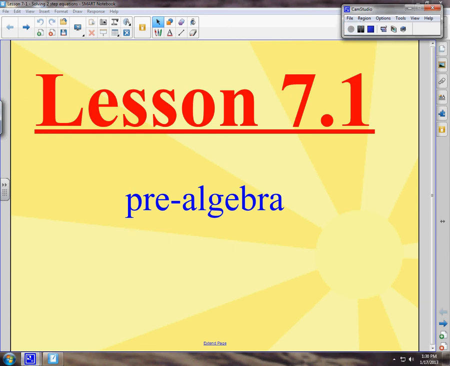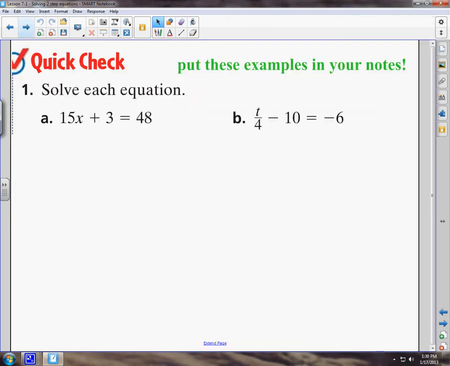Hey guys, this is lesson 7.1 for pre-algebra. The title of this lesson is Solving Two-Step Equations. It's a little bit of a review, but obviously it's the beginning of the chapter, so it's going to get harder. Put these two examples in your notes.